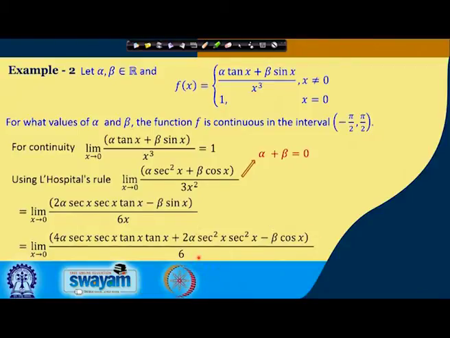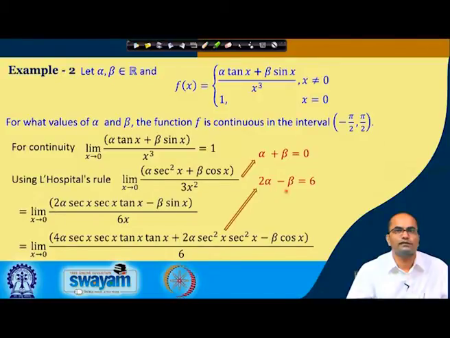To have this value as 1, we need to set that 2 alpha minus beta is equal to 6. So that is the other condition we got. If we solve these two equations, alpha plus beta equal to 0 and 2 alpha minus beta equal to 6, we get that alpha is equal to 2 and beta is equal to minus 2. For these values of alpha and beta, this function will become continuous, or in other words this limit of alpha tan x plus beta sin x over x cube will become 1. The function was defined as 1 at x equal to 0.